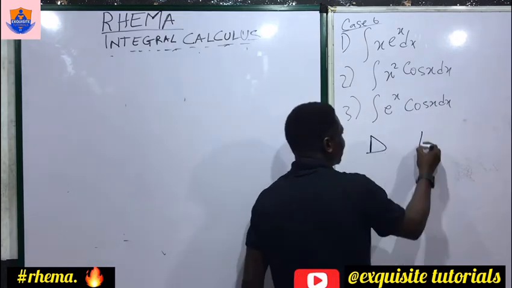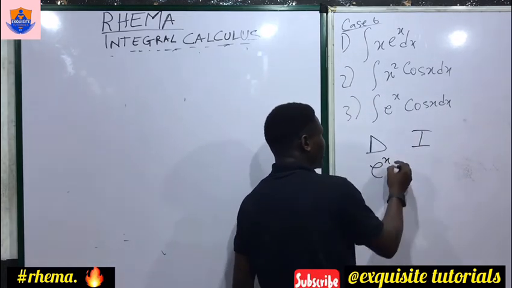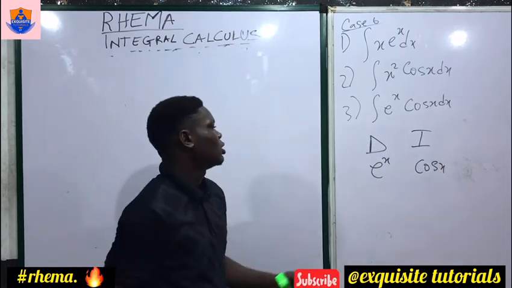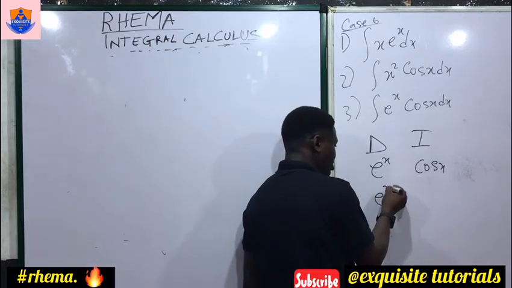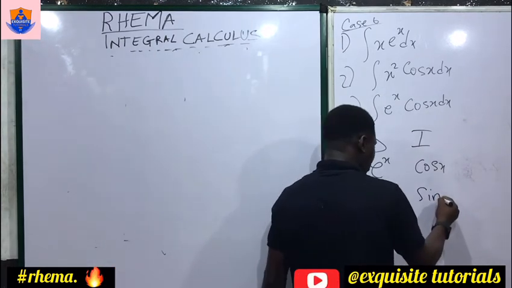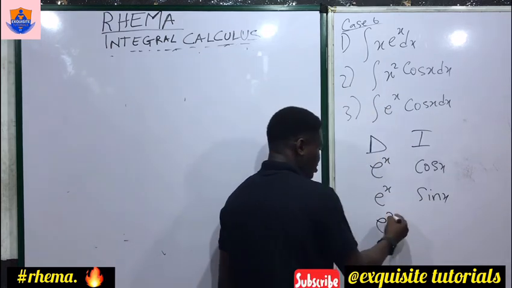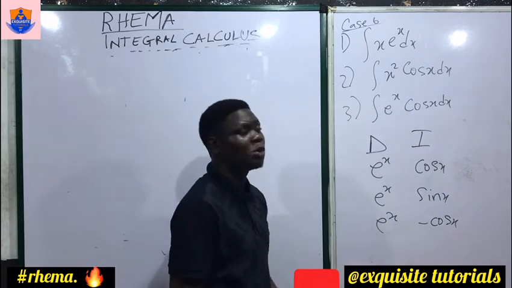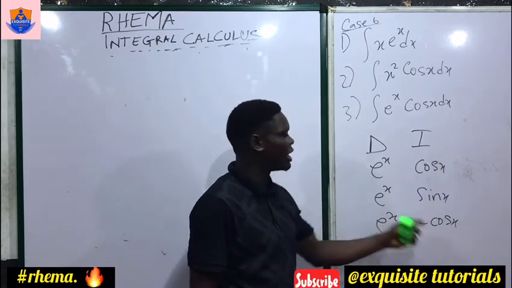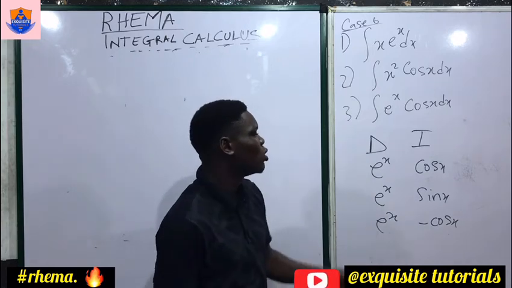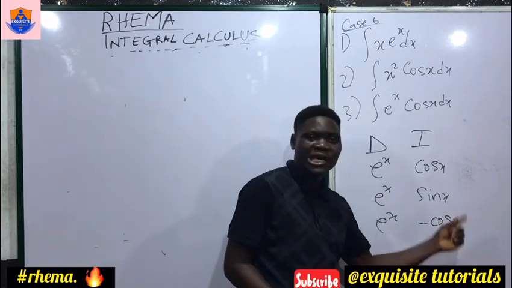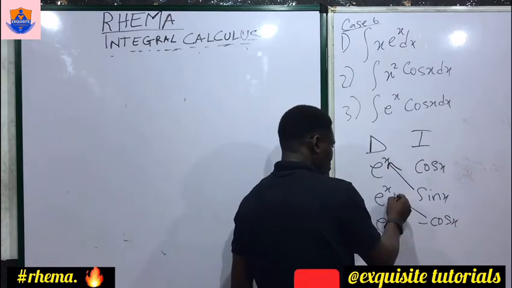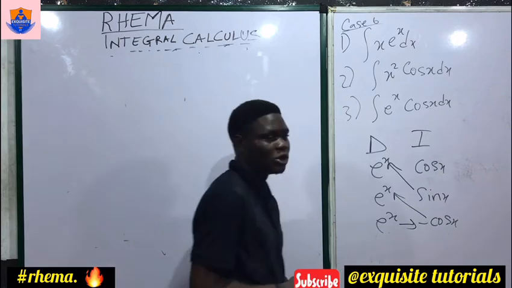For question 3 di, I want to differentiate exponential x and integrate cos x. Now when I differentiate this, I will have exponential x. When I integrate this, I will have sin x. When I differentiate this, I will have exponential x. When I integrate this, I will have minus cos x. Eventually, when I continue, I'll keep on getting cos, sin, exponential x, and so on. So I would rather just stop at where I got cos x back again. Now, as usual, follow the normal procedure. This goes to this, this goes to this, and the last part is done this way.